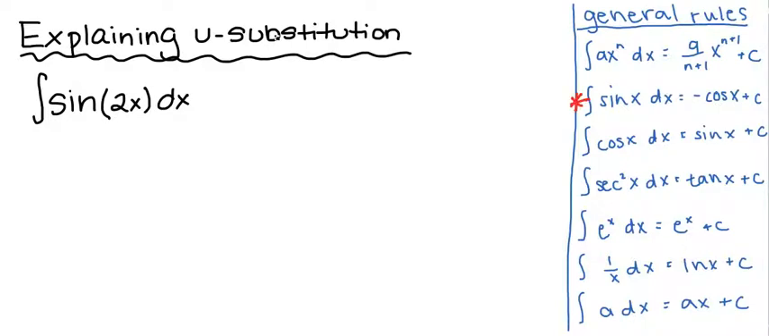For this example, u will be equal to 2x. You can then rewrite the integral as the integral of sine of u dx. Now we have it in the same form as the general rule. Next we have to make the integral in terms of u. To do this, you have to make dx equal to du. So you will need to take the derivative of u.